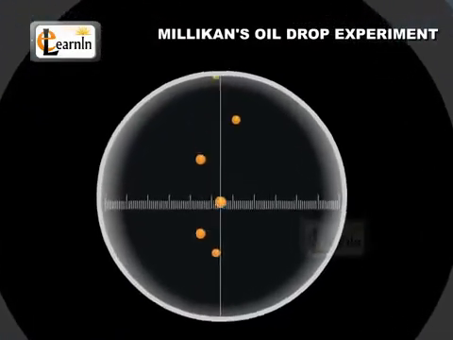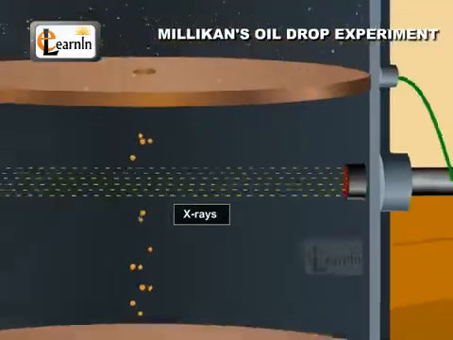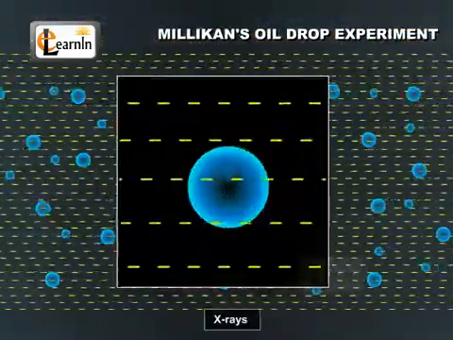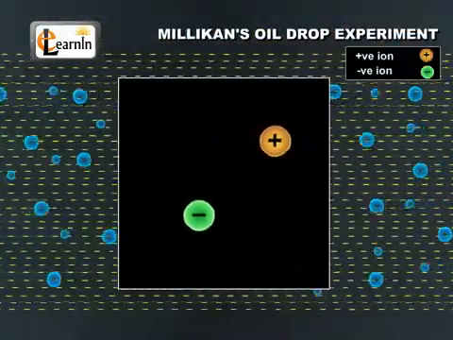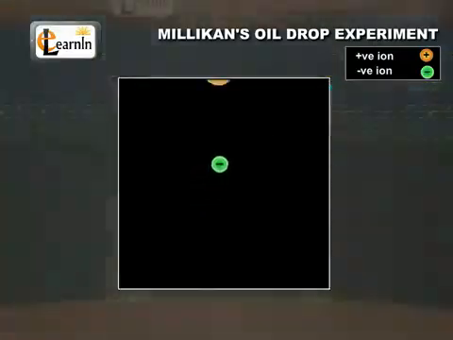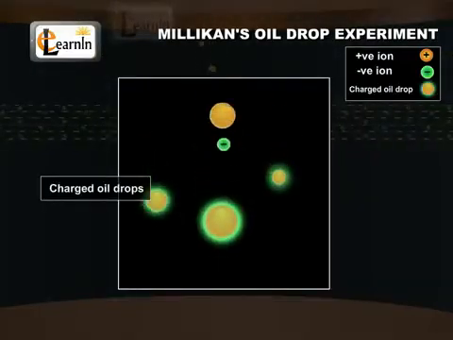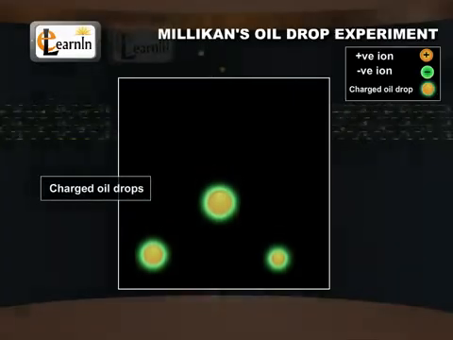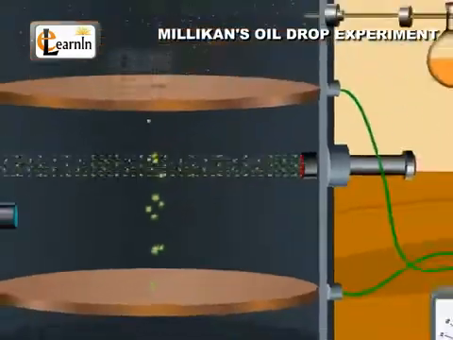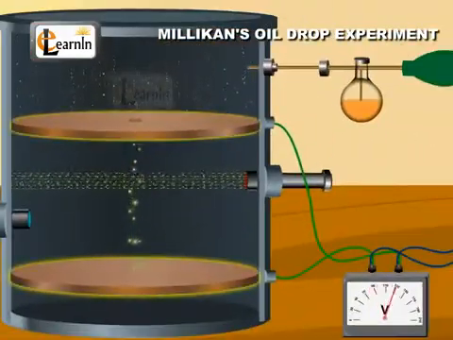telescope. X-rays were passed through the chamber to ionize the air inside. On colliding with gaseous ions, these oil droplets acquire charge. The rate at which these droplets fall can be controlled by changing the strength of applied voltage to the plate.